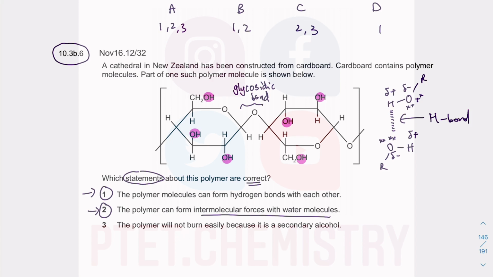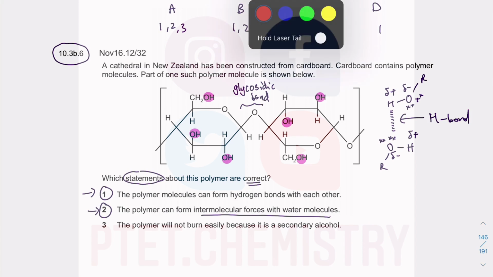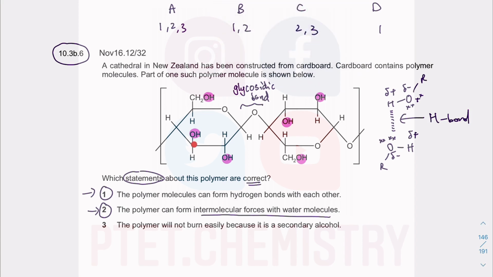The polymer will not burn easily because it is a secondary alcohol. So if we look at each of these OH, the carbon with the OH is bonded to 2 other carbons. This is a secondary alcohol. So there's quite a lot of secondary alcohol here. This is also secondary alcohol for the same reason. This is primary alcohol. This is secondary alcohol. So you can go through the carbon with the OH and see how many carbons it is bonded to, right?